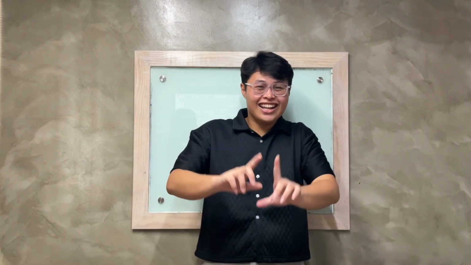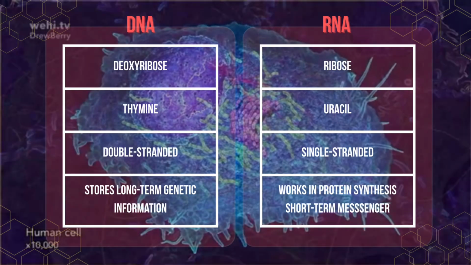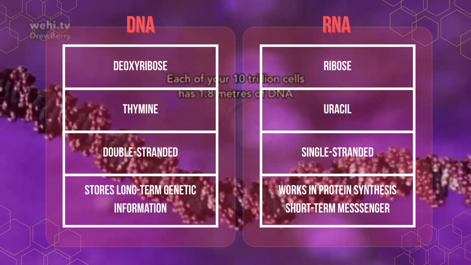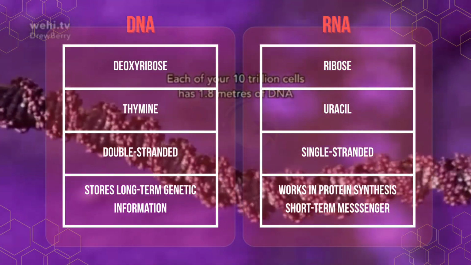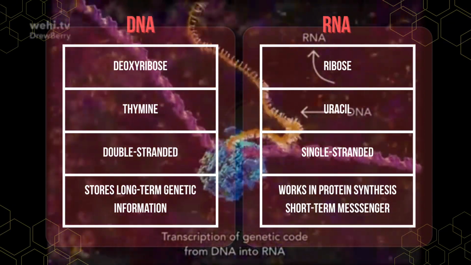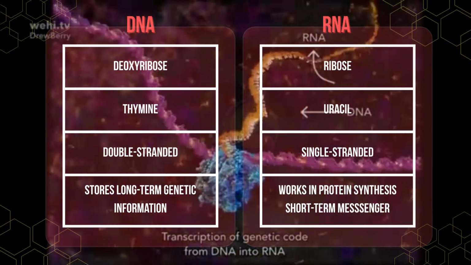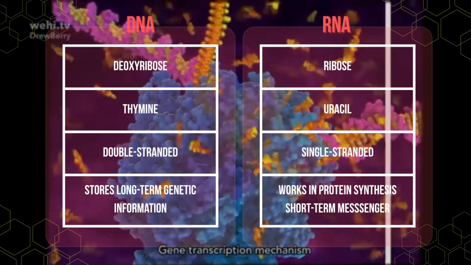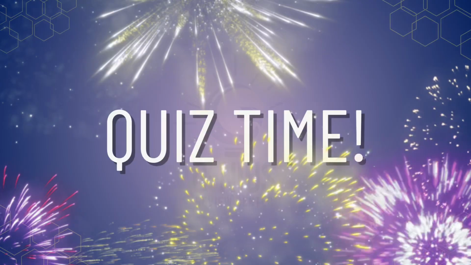Let's zoom out a bit and see how nucleotides shape DNA and RNA. DNA uses deoxyribose and includes thymine. It's double-stranded and stores long-term genetic information. RNA uses ribose and swaps out thymine for uracil. It's single-stranded and works in protein synthesis like a short-term messenger.